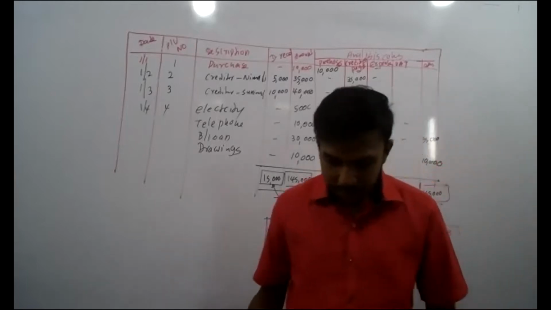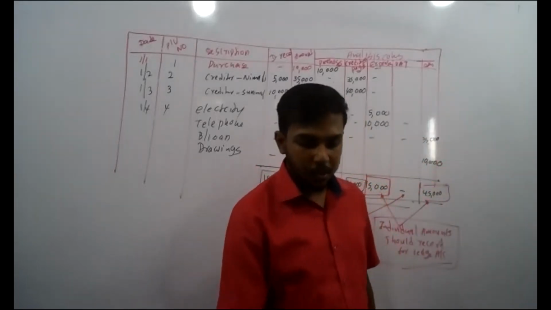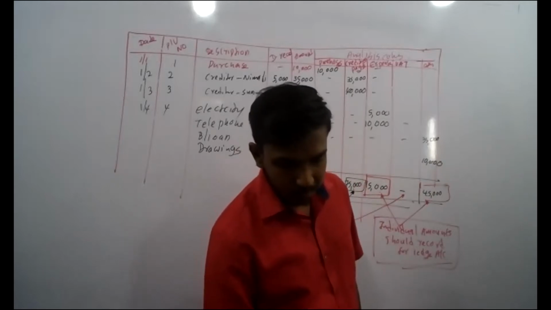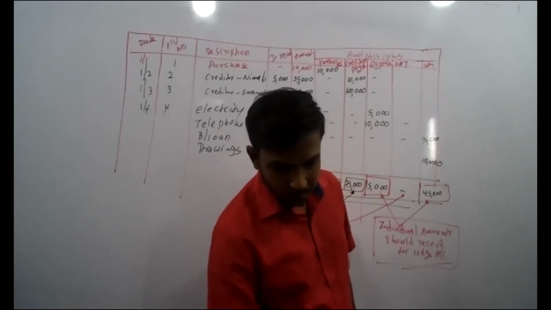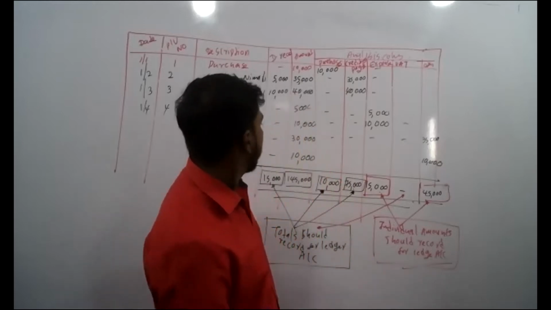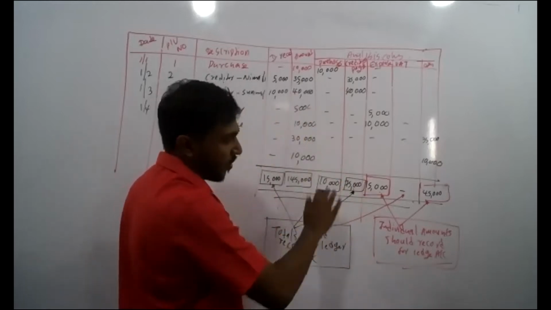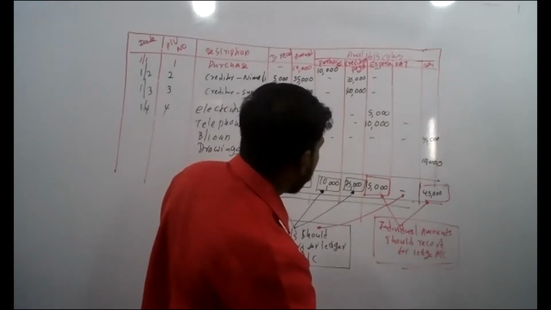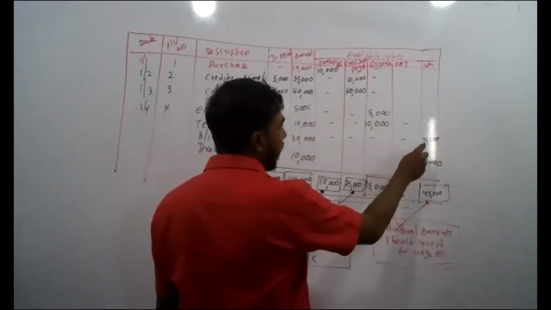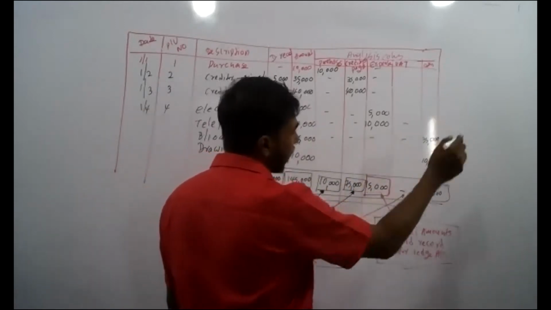Do you all have the 2019 A-level paper in your past paper books? Bank loan 30,000. I made a mistake here. You can use whatever. Here, look here. I have put 30,000 and here 35. You can make it 135 or 30. The same amount.